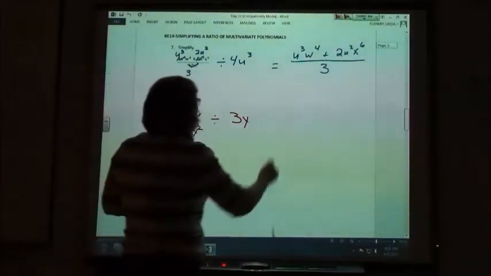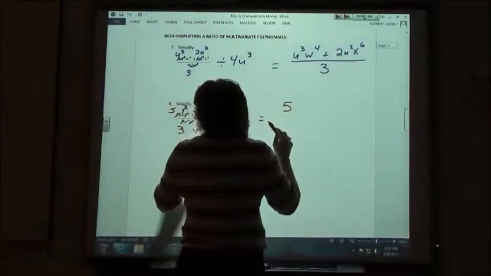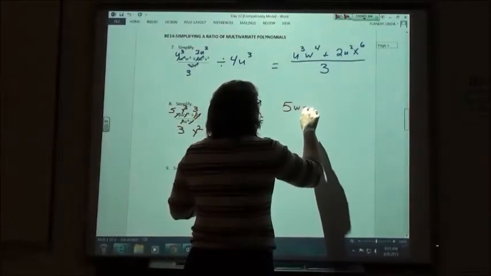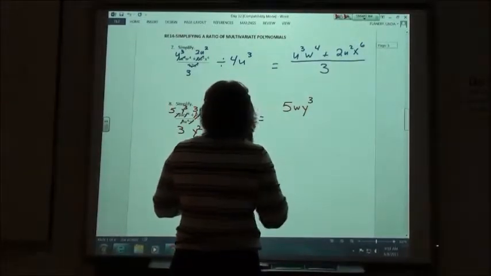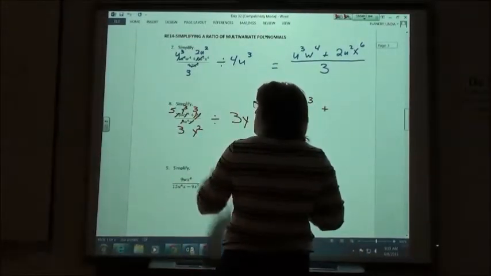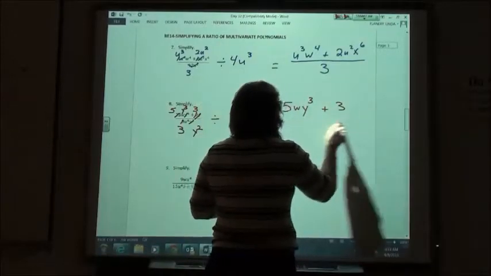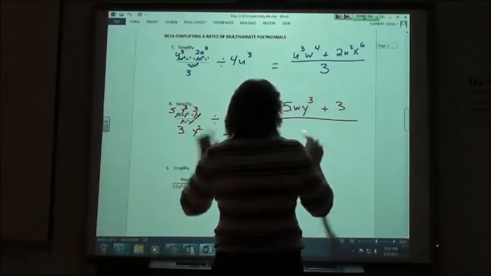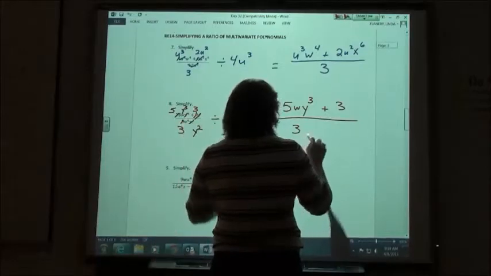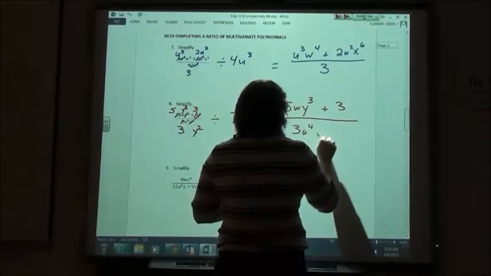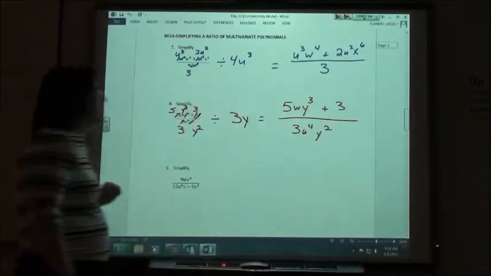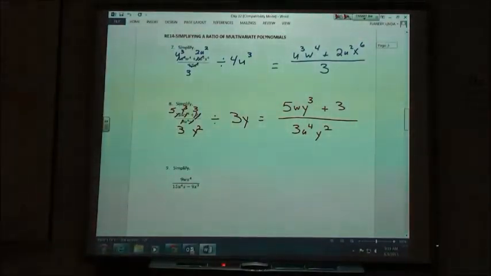So my first term, I've got 5. I've got that little w smushed in there. Y to the 3rd. Plus my second term, just have the 3 left. And on the bottom, I've got a 3, u to the 4th, and y squared. So 5wy cubed plus 3 over 3u to the 4th y squared.